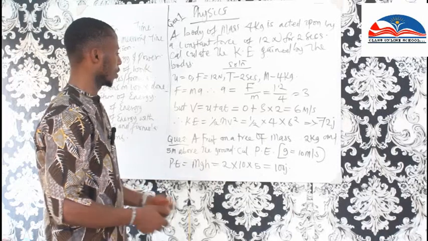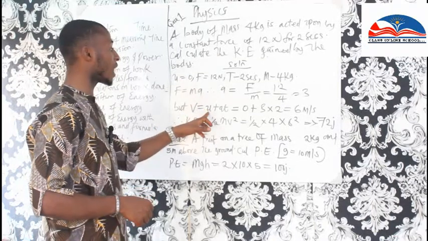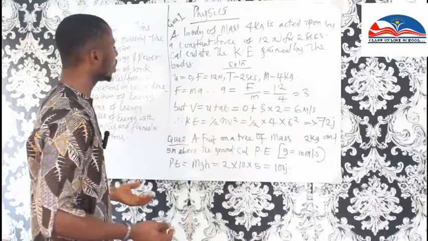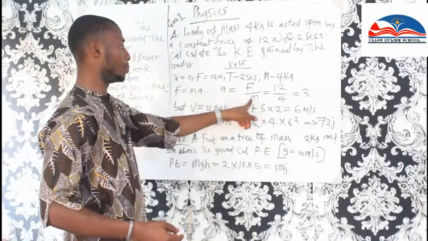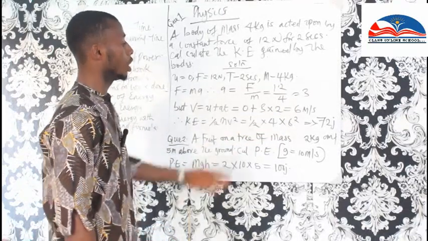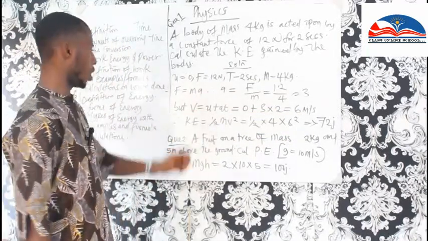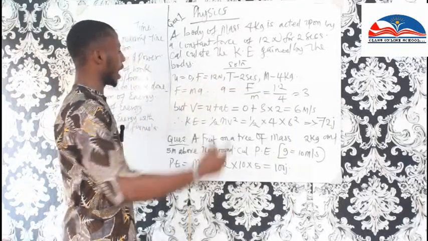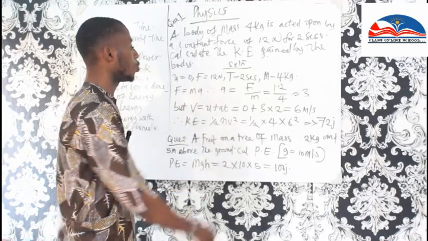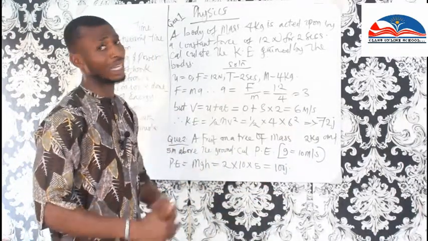Now, the first law of motion says that velocity equals initial velocity plus acceleration times time. That is this formula. So initial velocity they gave us is 0, plus acceleration 3 times the time, 2 seconds. If you multiply it, you get 6. So 6 is the final velocity. Now kinetic energy equals 1 over 2 mass times velocity squared. So 1 over 2 times 4 times 6 squared will give us 72 joules. That is how it is.